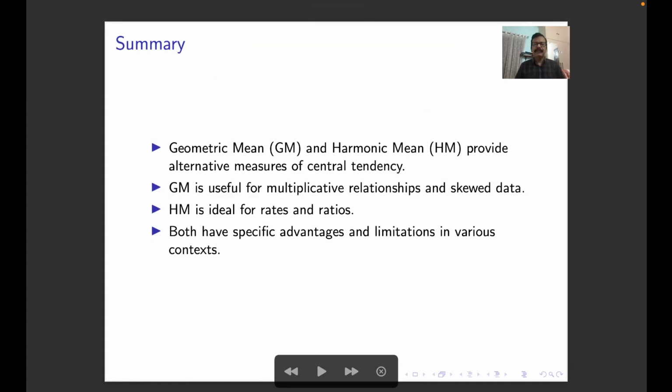Thus, we have defined the geometric mean and harmonic mean, and discussed how to compute these measures as alternative measures of central tendency. Geometric mean is useful for multiplicative relationships and skewed data. Harmonic mean is ideal for rates and ratios. Both have some specific limitations and also merits, advantages.